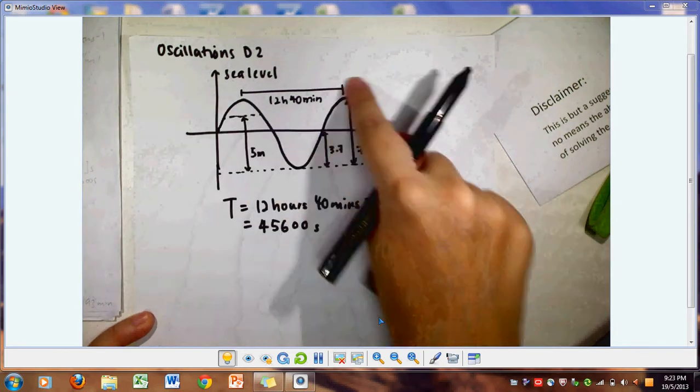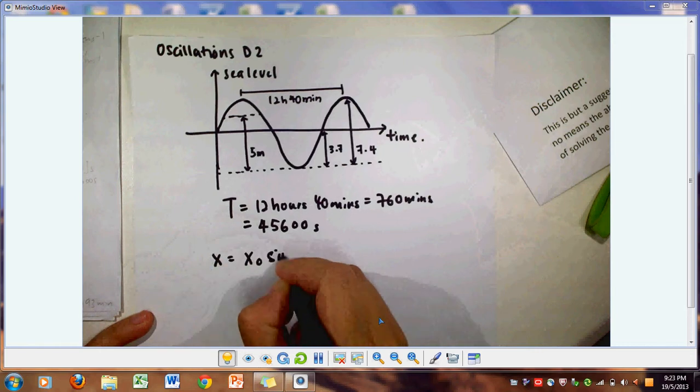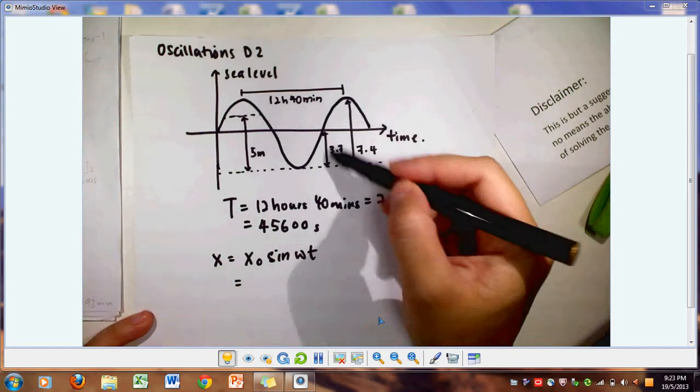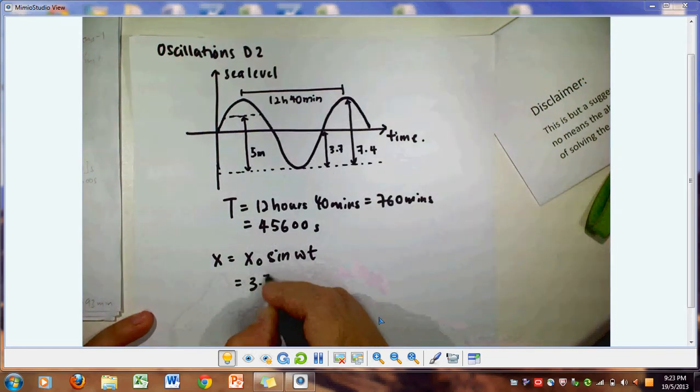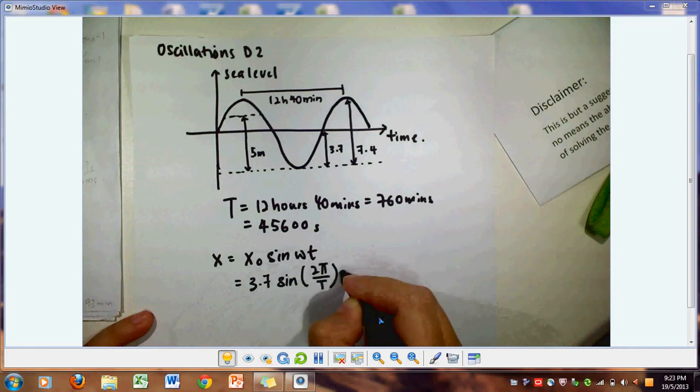Okay, and since it's almost sinusoidal, I can look at the diagram. It's actually a sine curve. x equals x naught sine omega t. So I know the equation is, the amplitude is 3.7. Omega in this case is 2 pi over T, where T we have already found.